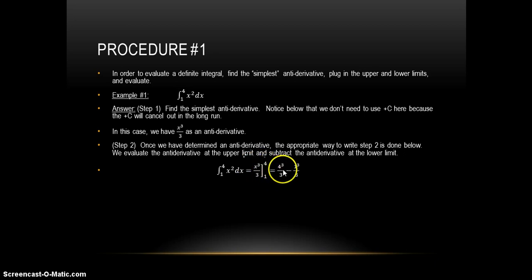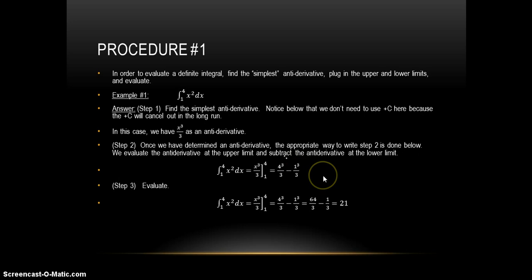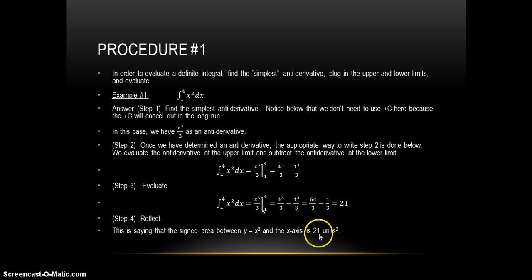Plug in the upper limit first. We get 4 cubed over 3. Subtract what we get when we plug in the lower limit, which is 1 cubed over 3, and evaluate using arithmetic. We get the value of 21. And what does that statement mean? A little reflection would state that this is saying the signed area between y equals x squared and the x-axis is 21 units squared.